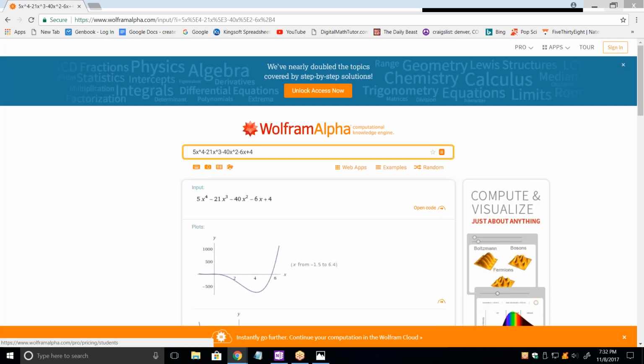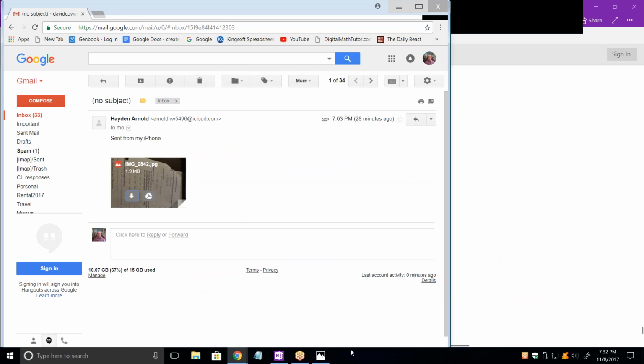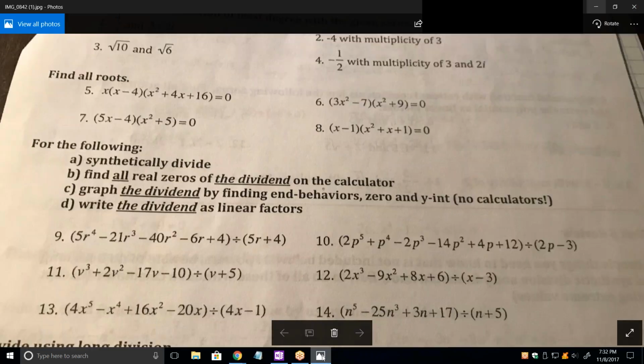Let's see, what else did they want here? They had a bunch of questions on this thing. Divide, and write the dividend as linear factors. Okay, so we found the 4 real zeros. Copy them off of Wolfram Alpha if you want, or you can do it in your calculator and write down what you get. Graph the dividend by finding end behavior, zeros, and y-intercepts.